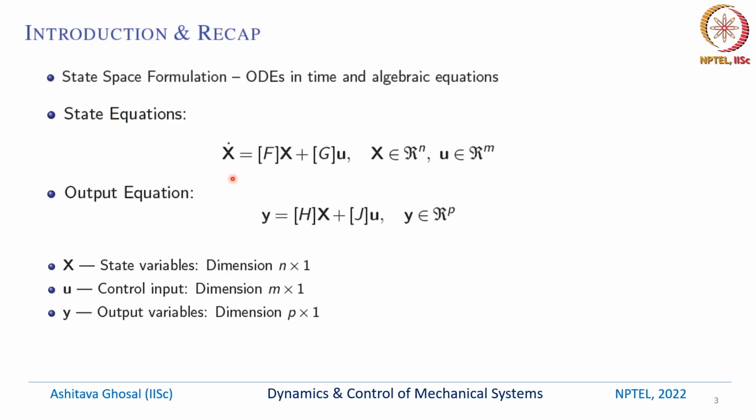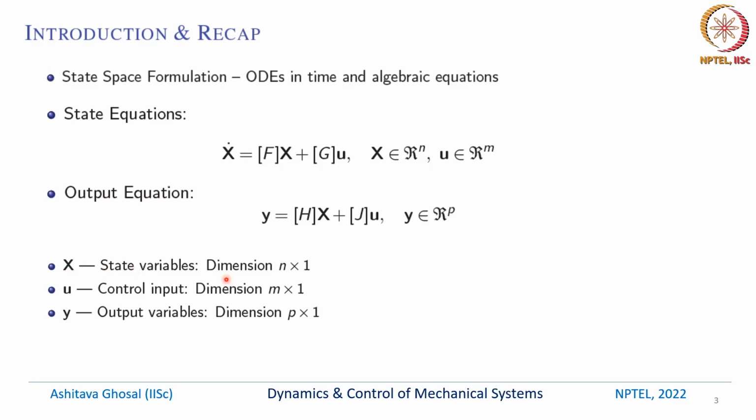So the state equations are given by x dot equals fx plus gu. X are the state variables, they could be n of them. U are the inputs to this plant and they could be m of them. And we also have an output equation which is y is equal to hx plus ju. So h is a constant matrix, j is also a constant matrix, f and g are also constant matrices obtained from linearization of the equations of motion about an operating point.